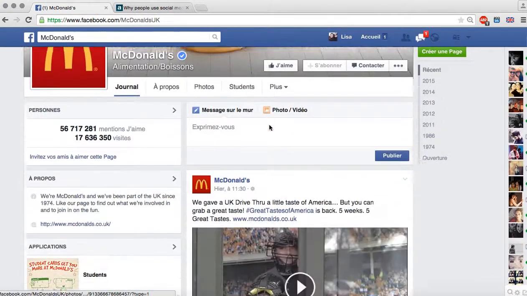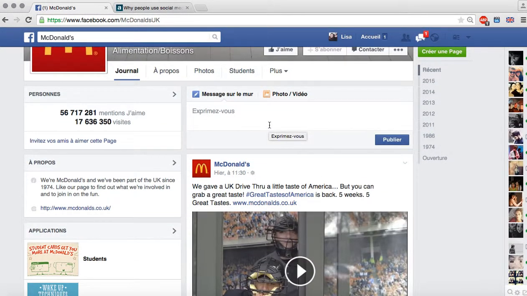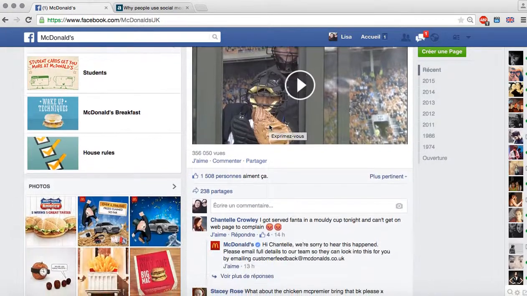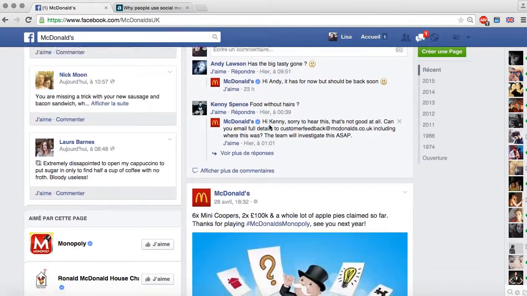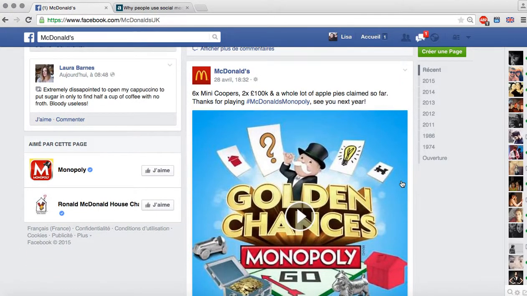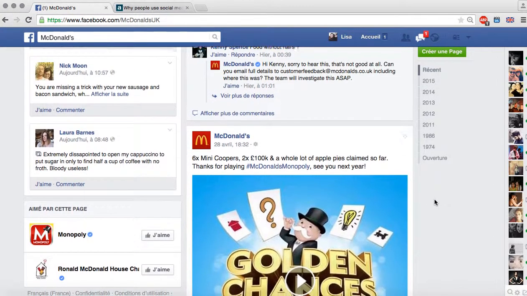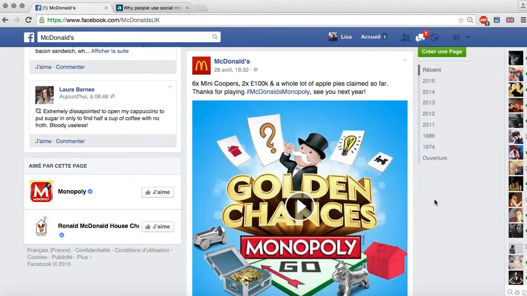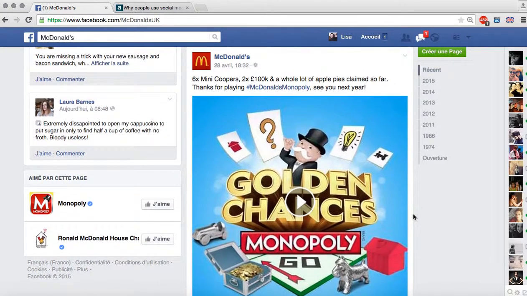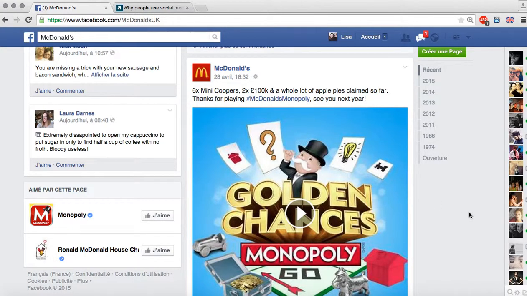So, as we can see, McDonald's uses social interaction in its community management because, for example, they made a game with the Monopoly game in McDonald's. Every year they make this game in the restaurants, but it's also present on the social networks and here on Facebook.